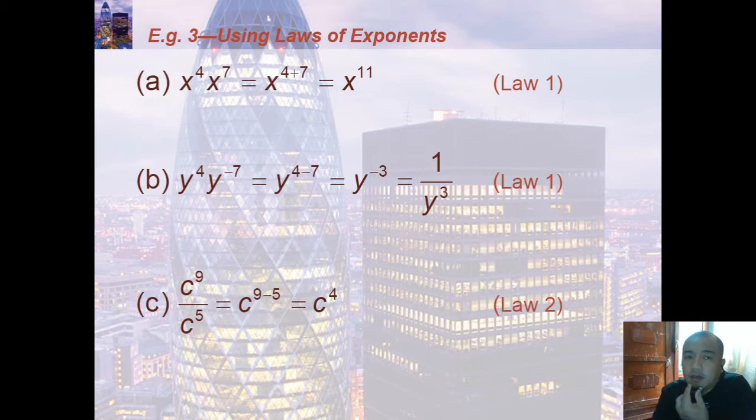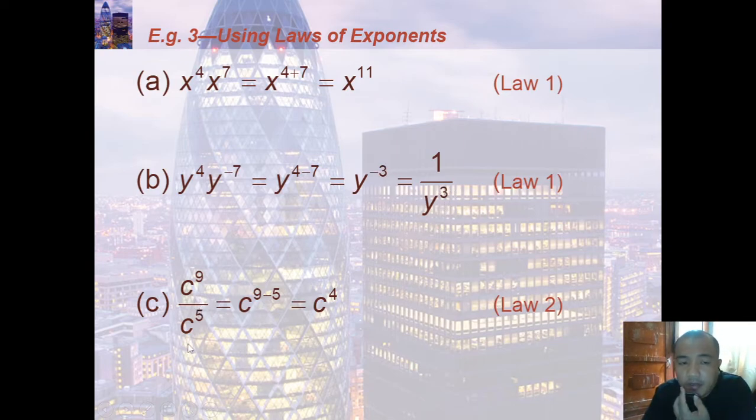So let us see some examples. Letter A: x to the 4th times x to the 7th. You add exponents. 4 plus 7 is 11, so the answer is x to the 11th power. Letter B: same base, you just add exponents. 4 plus negative 7 is 4 minus 7, negative 3. Then applying the negative integer exponent, y raised to negative 3 means 1 over y cubed. It goes to the denominator, and the negative 3 exponent becomes a positive exponent.